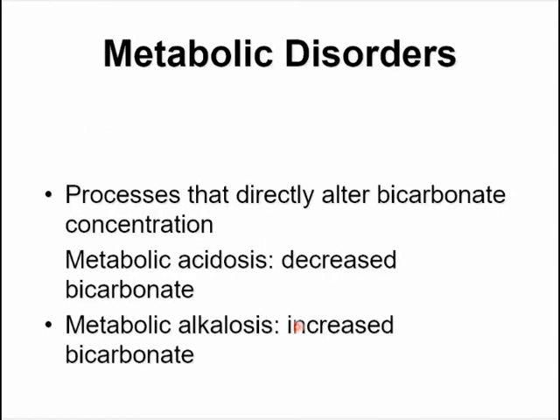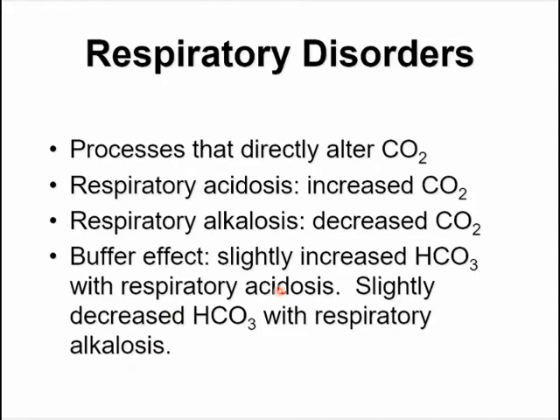Also remember that processes that directly alter bicarbonate concentration will lead to metabolic disorders. Metabolic acidosis is due to decreased bicarbonate in the body. Metabolic alkalosis results from increased bicarbonate in the body. On the other hand, respiratory disorders are those processes that directly alter carbon dioxide. You will have respiratory acidosis if you have increased carbon dioxide, for example, in patients who have problems breathing so that they are unable to eliminate carbon dioxide from the body. Those who are hyperventilating can develop respiratory alkalosis, where you have decreased carbon dioxide.